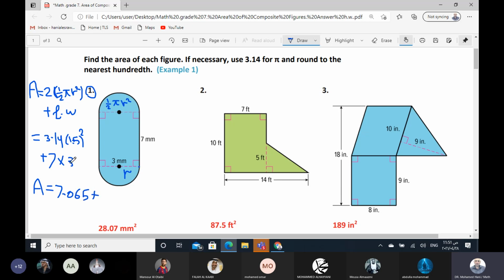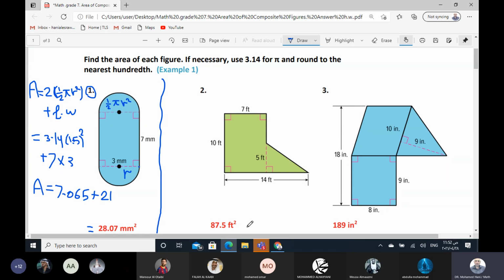Plus 7 times 3 will be 21. Now 7.065 plus 21 equals 28.07 millimeters squared. Who has any question here? Clear for all? Clear, Mister. Okay.